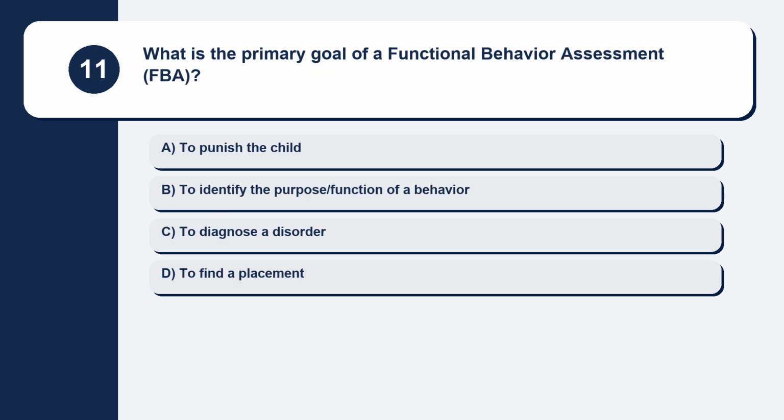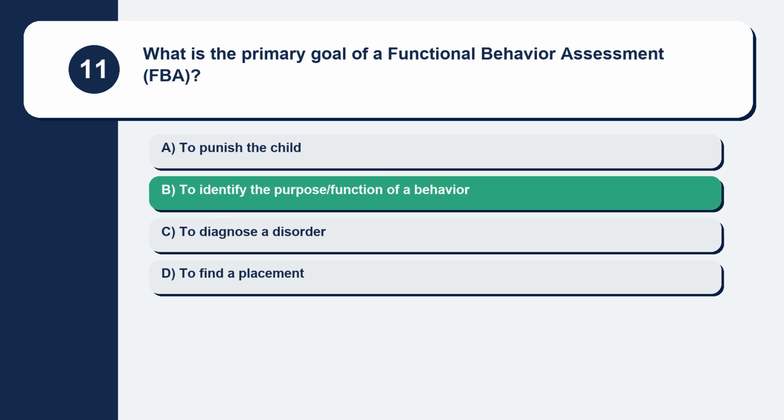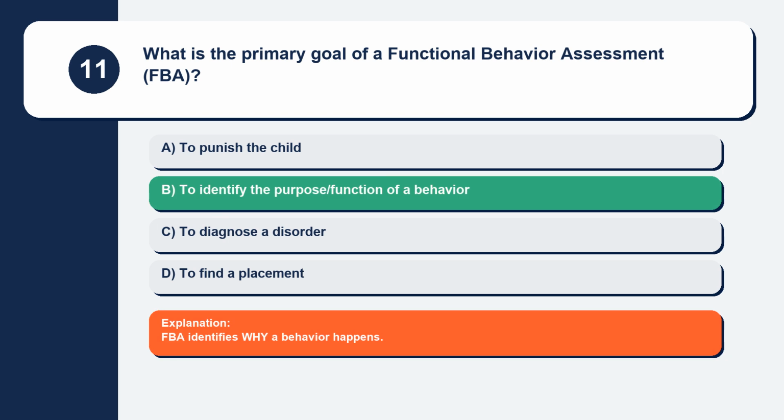Question 11. What is the primary goal of a functional behavior assessment, FBA? To punish the child. To identify the purpose or function of a behavior. To diagnose a disorder. To find a placement. FBA identifies why a behavior happens.